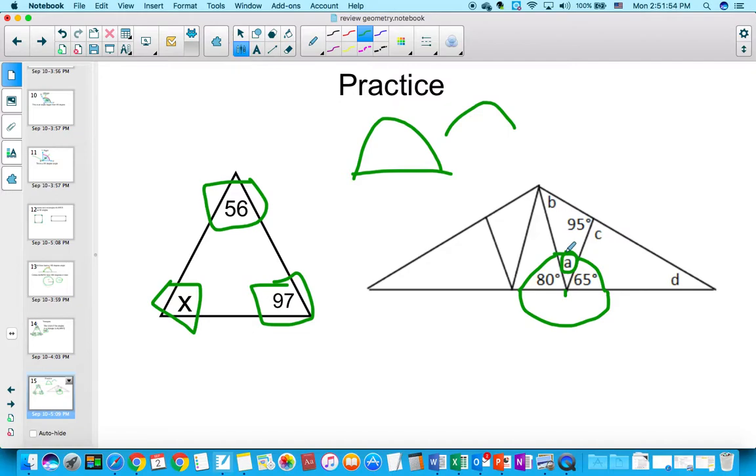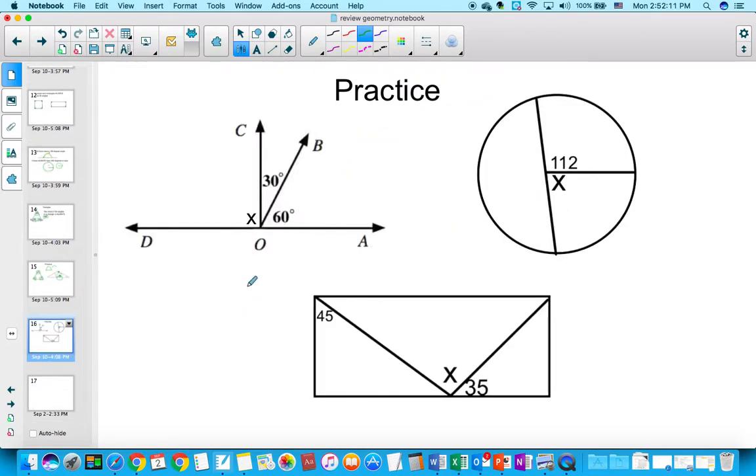And once you find A, well, you have these two angles. You can find B, you finish that triangle, and then you can do a similar thing here for C, and then you can find D, and so on. So it's easier than it looks. You just take it one triangle at a time. Try and do these ones as well.